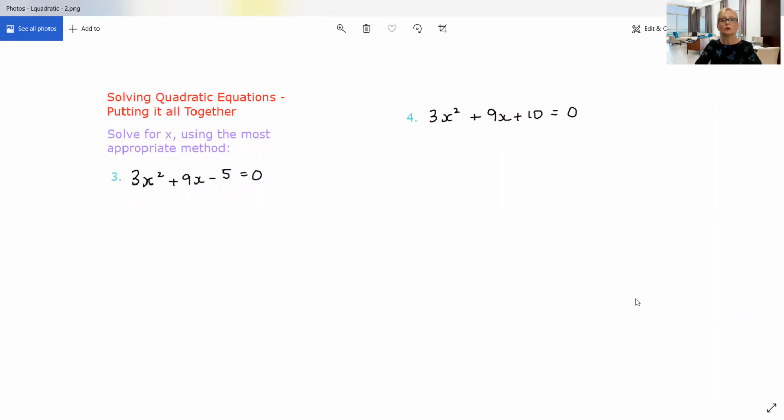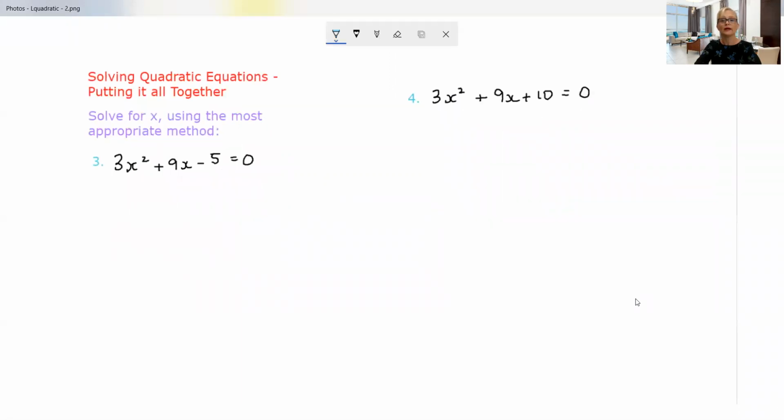Okay, let's have a look at this next one. Well, this next one has a coefficient other than 1 of our x squared term, but the other terms are not all divisible by 3. So we can't just divide the whole thing through by 3. Well, we bring in fractions and we don't particularly want to do that.